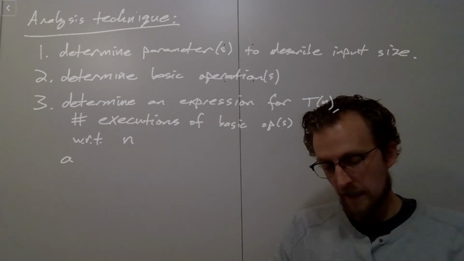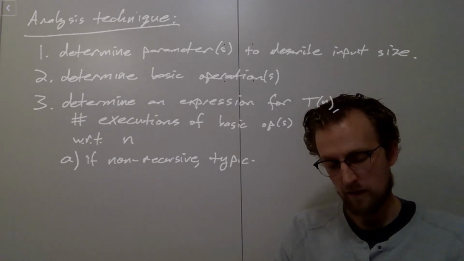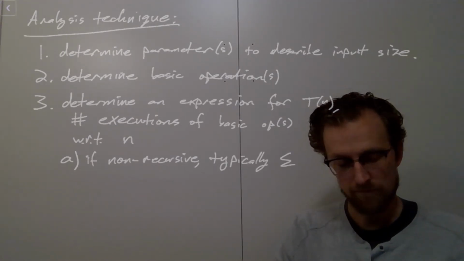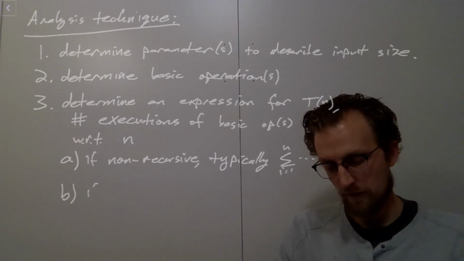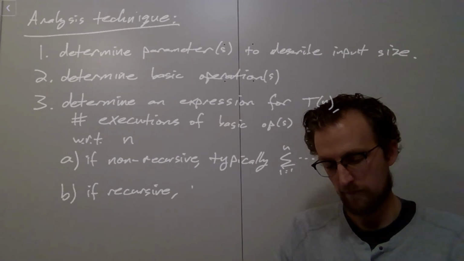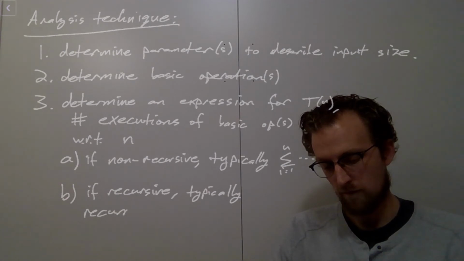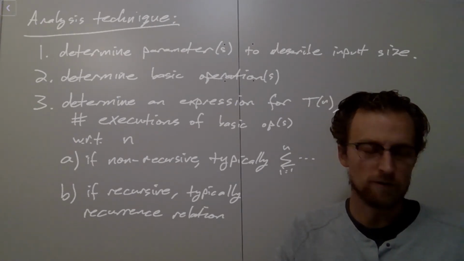Okay, typically, if it's an iterative algorithm, if it's non-recursive, this is going to look like some kind of a summation, i equals 1 to n, dot, dot, dot. If it's recursive, this is typically a recurrence relation. So something where there's a recursively defined running time.